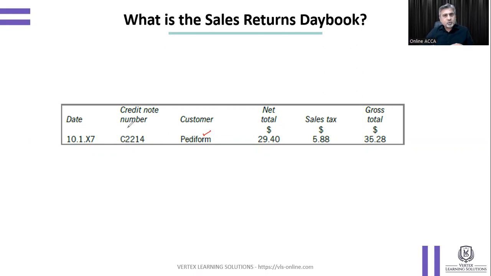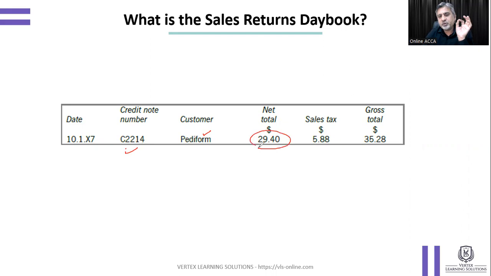When I sold you goods, I gave you an invoice. I sold you 10 calculators. I said, take the calculators, sign this piece of paper, you have to give me money. Now, when you bring back one calculator, I cannot say, okay, give me the calculator, thank you very much. You also need some document for this transaction. Because when 10 calculators were given, there was one document. Now, one calculator is coming back, there should be a document. And that document is the credit note. And credit note number C2214, whatever we give it.